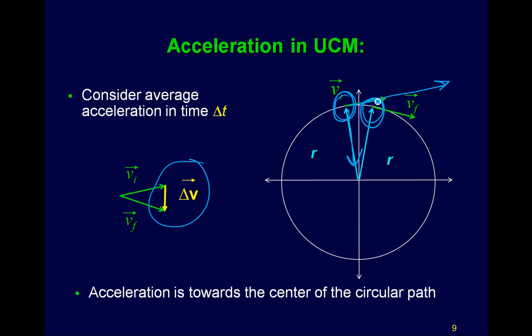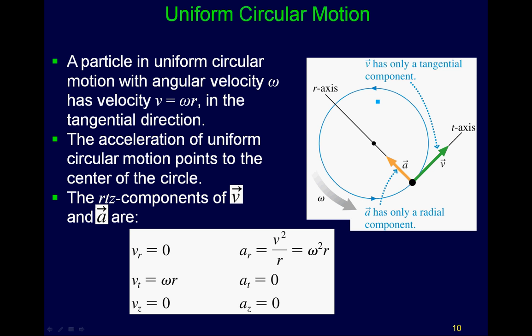The key is that the centripetal acceleration in uniform circular motion is towards the center of the circular path. And here's the way the book breaks it down. They make the r-axis, which is the radial axis, and the tangential axis.